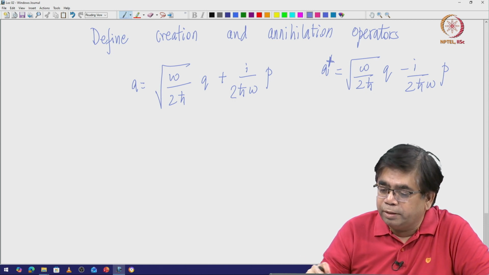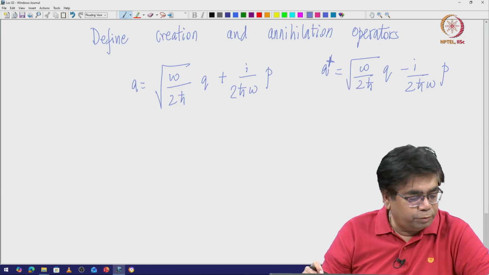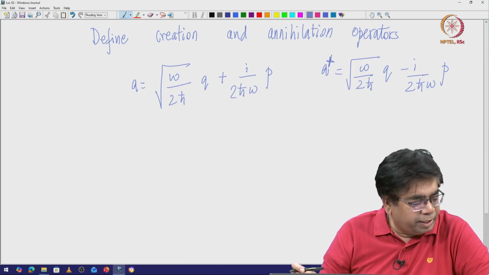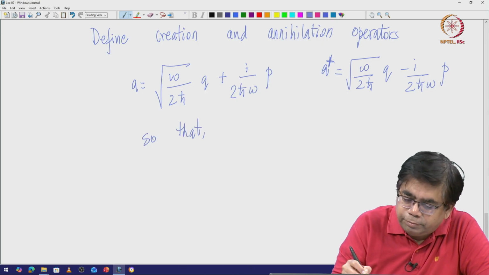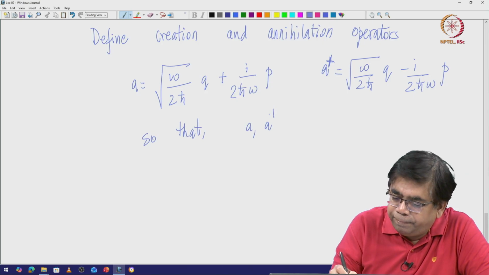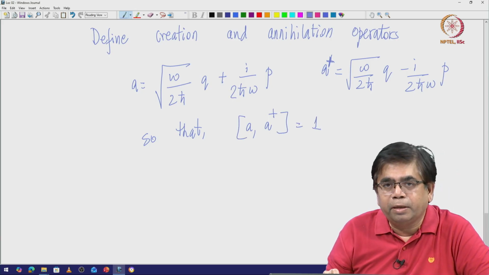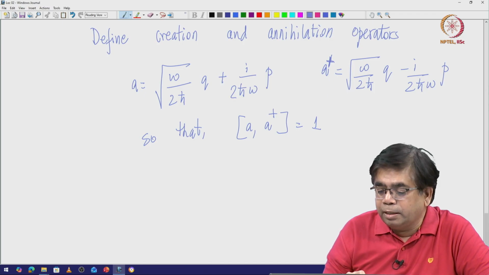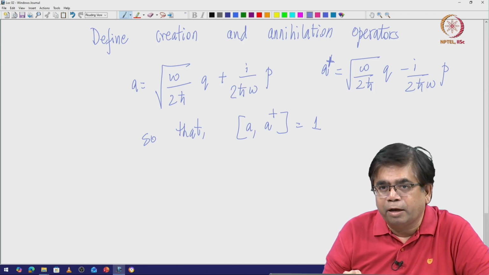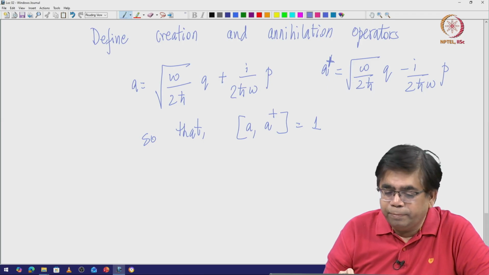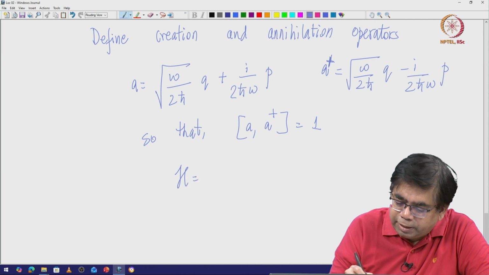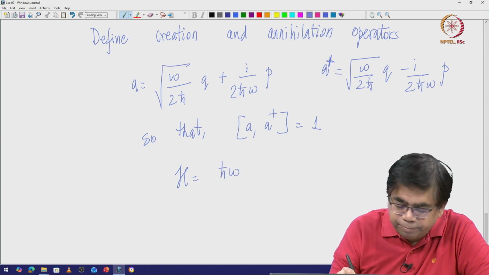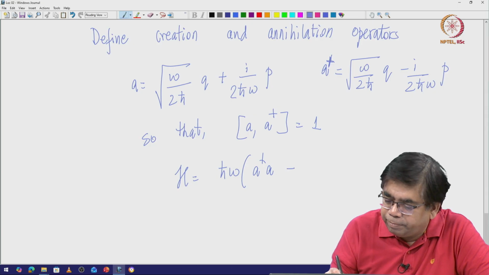So, the coefficients of q are chosen in such a way that when I write the Hamiltonian, the commutation of A and A dagger operators is equal to 1, okay. And the Hamiltonian itself is just given by h cross omega times A dagger A plus half.